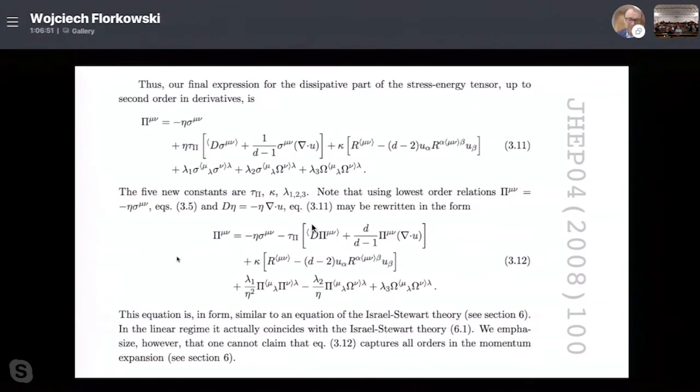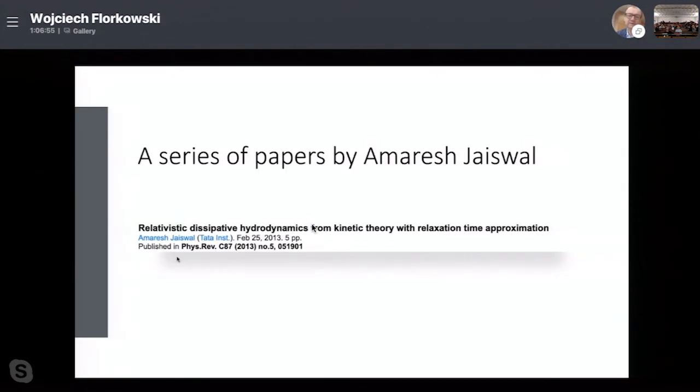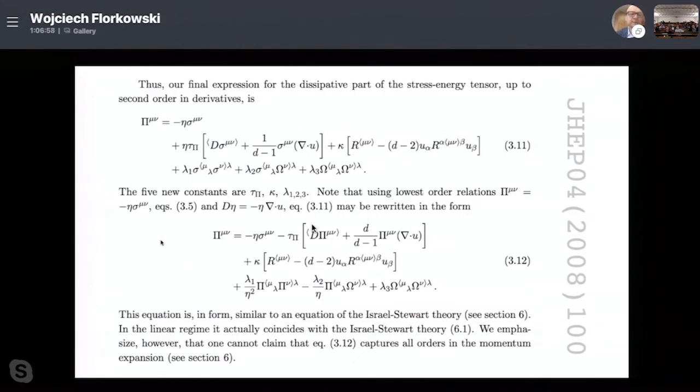What they do is truly described by these two equations. The first line is actually equation 3.11 from the paper. They simply expand the shear stress. They have different notations. So this is capital Pi^{μν}. In my notation, it was usually small π^{μν}. They have different metric conventions. So you have minus η σ^{μν}, and they don't have a factor of two here. But everything is kind of a question of conventions.